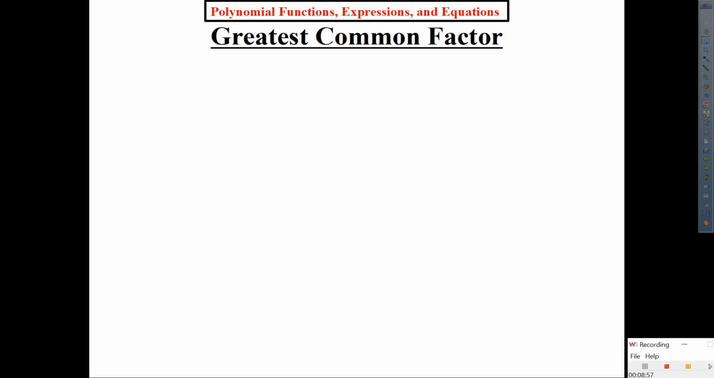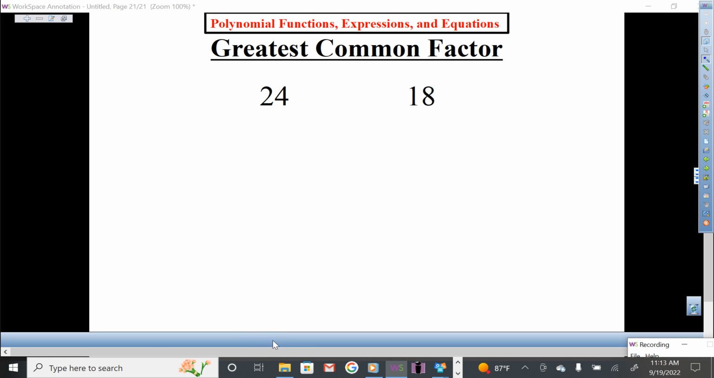So last week we've been working with greatest common factor, and if I was to give you these two numbers, 24 and 18, find the greatest common factor. I said, train your noodle to start with number 1. Does number 1 divide both of them? Yes. About number 2? Yes. About number 3? Yes. About number 4? No. 5? No. 6? Yes. 7? No. 8? No. 9? No. And that's it. So the greatest common factor, the GCF, is 6. All right?